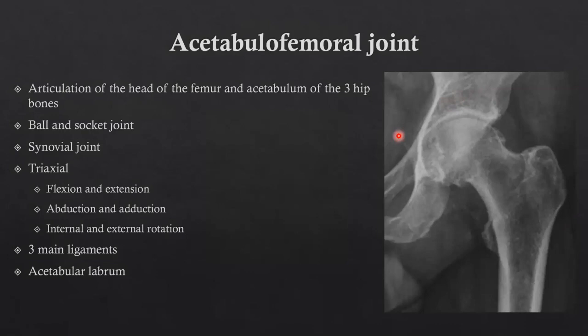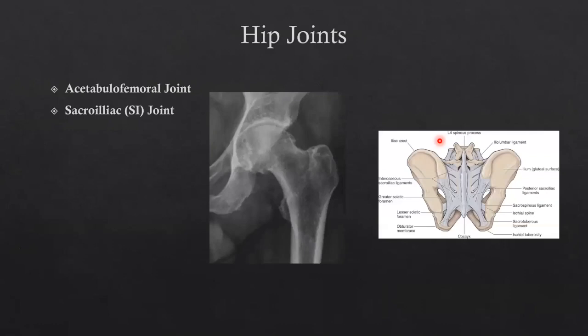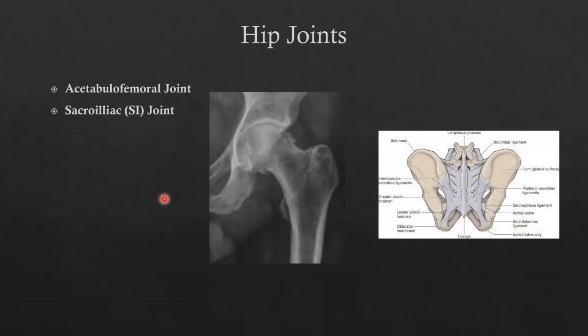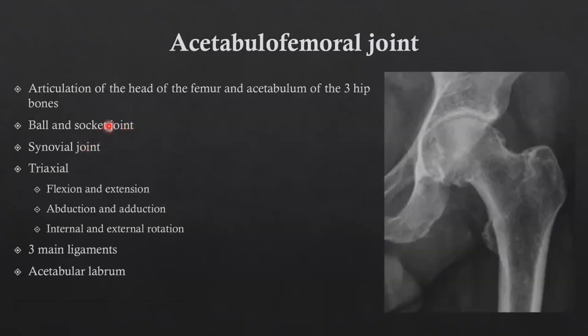Our acetabulo-femoral joint is the articulation between the head of the femur and the acetabulum of our three hip bones. What's interesting here is that the acetabulum is actually made up of a small piece of each of those specific regions that make up the pelvis. This is a synovial ball and socket joint.